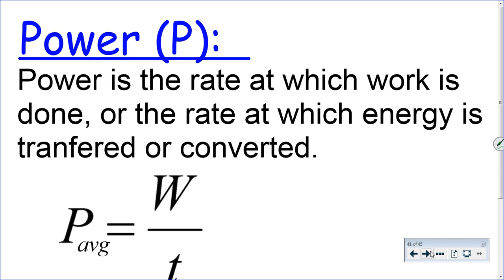Power. All right, so the symbol for power is a capital letter P. Power is defined as the rate at which work is done. And because there's this sort of connection between work and energy, we can also define power as the rate at which energy is transferred from one form to another or from one object to another, okay? I'm now wondering if I spelled transferred right. I'll have to look that up.